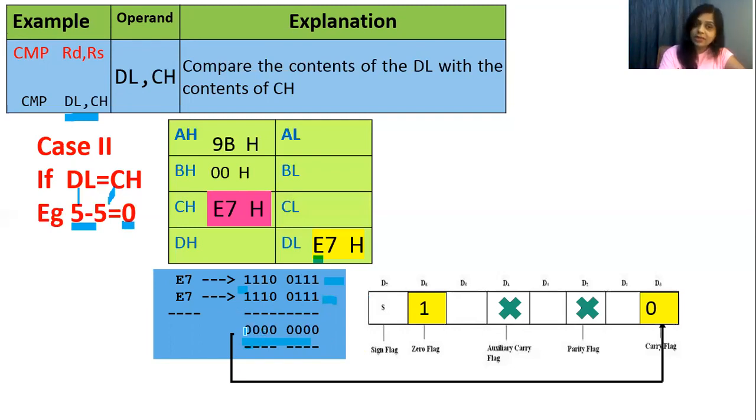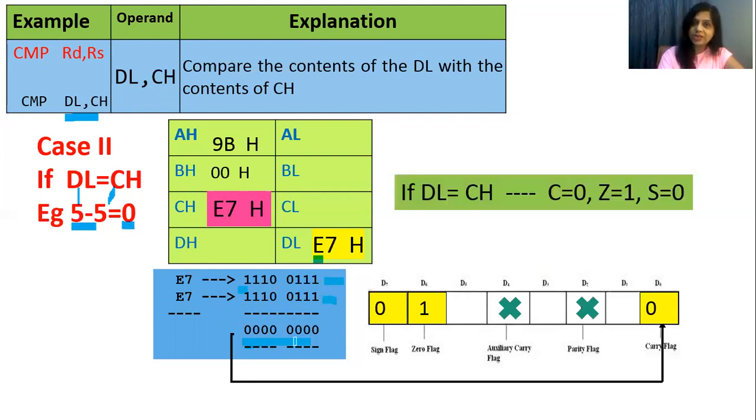Again, the result is positive. Since we are subtracting the same number from the same number, the result is 0, and 0 is a positive number. So since the result is positive, the sign flag is 0. That means what we studied in this case is that if both the destination register and source register hold the same number, then we will get this particular pattern of flags.